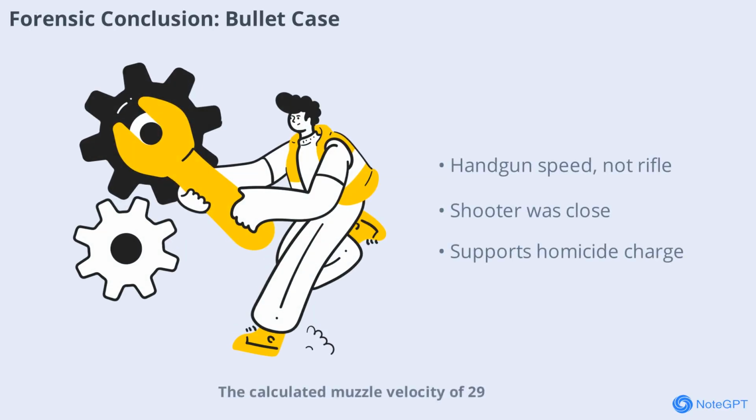The calculated muzzle velocity of 29.4 meters per second is typical for a handgun but unusually slow for a rifle. If a suspect claims a long-range shot, these numbers prove otherwise. The short flight time and low speed indicate the shooter was close, supporting a homicide charge rather than an accidental distant discharge. This is how physics helps uncover the truth.